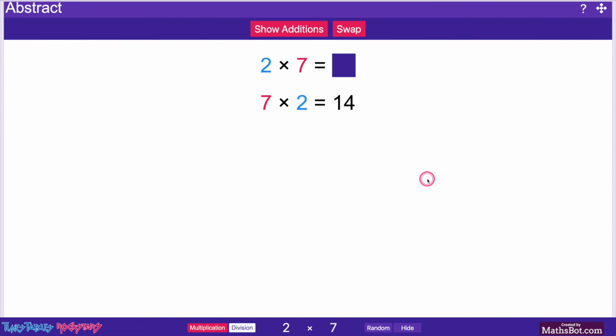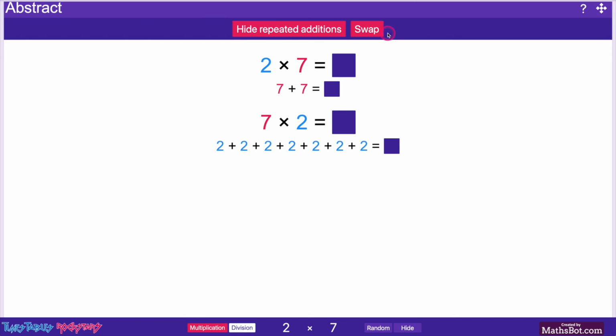And the abstract tool shows the final abstract representations of multiplication and division. Again, numbers can be revealed and hidden by clicking.